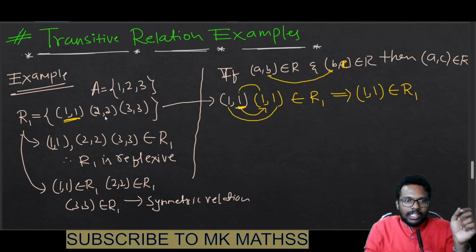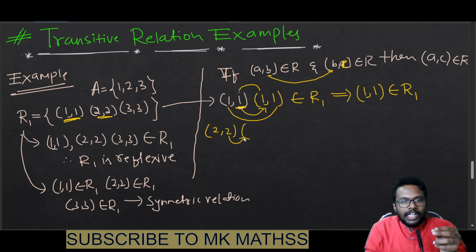Okay, so now again I consider 2 comma 2. Now I check for the pair which starts with 2, because I have considered 2 comma 2 and the relation ended with 2, so again it has to start with 2. If I check which element is starting with 2, there is only one ordered pair, 2 comma 2. So again I am considering this 2 comma 2.